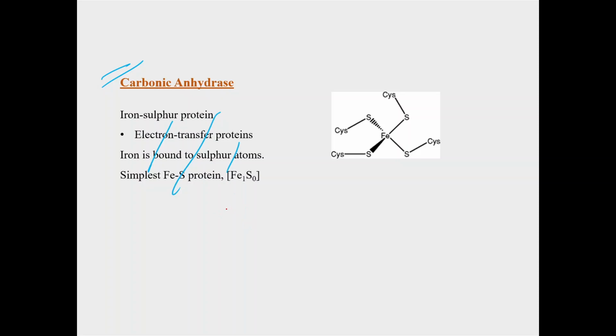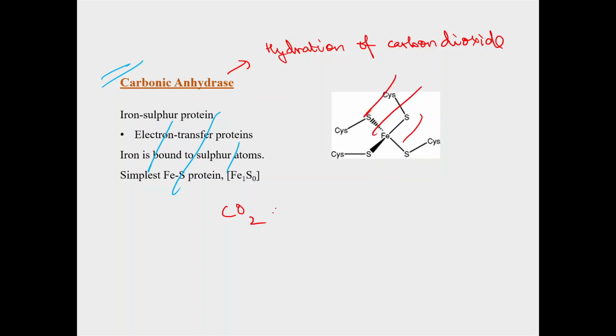So carbonic anhydrase is basically, what carbonic anhydrase does is hydration of carbon dioxide. Hydration of carbon dioxide, CO2 plus H2O, and this is just reversible hydration of carbon dioxide. From there, we get HCO3 minus, which is bicarbonate ion.